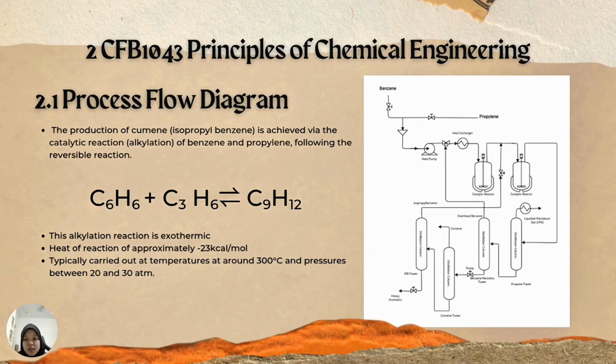Now, cumin production is achieved via alkylation of benzene and propylene following the reversible reaction. This reaction is exothermic with a heat of reaction of approximately negative 23 kilocalories per mole and is typically carried out at temperatures around 300 degrees Celsius and pressures between 20 to 30 atm.